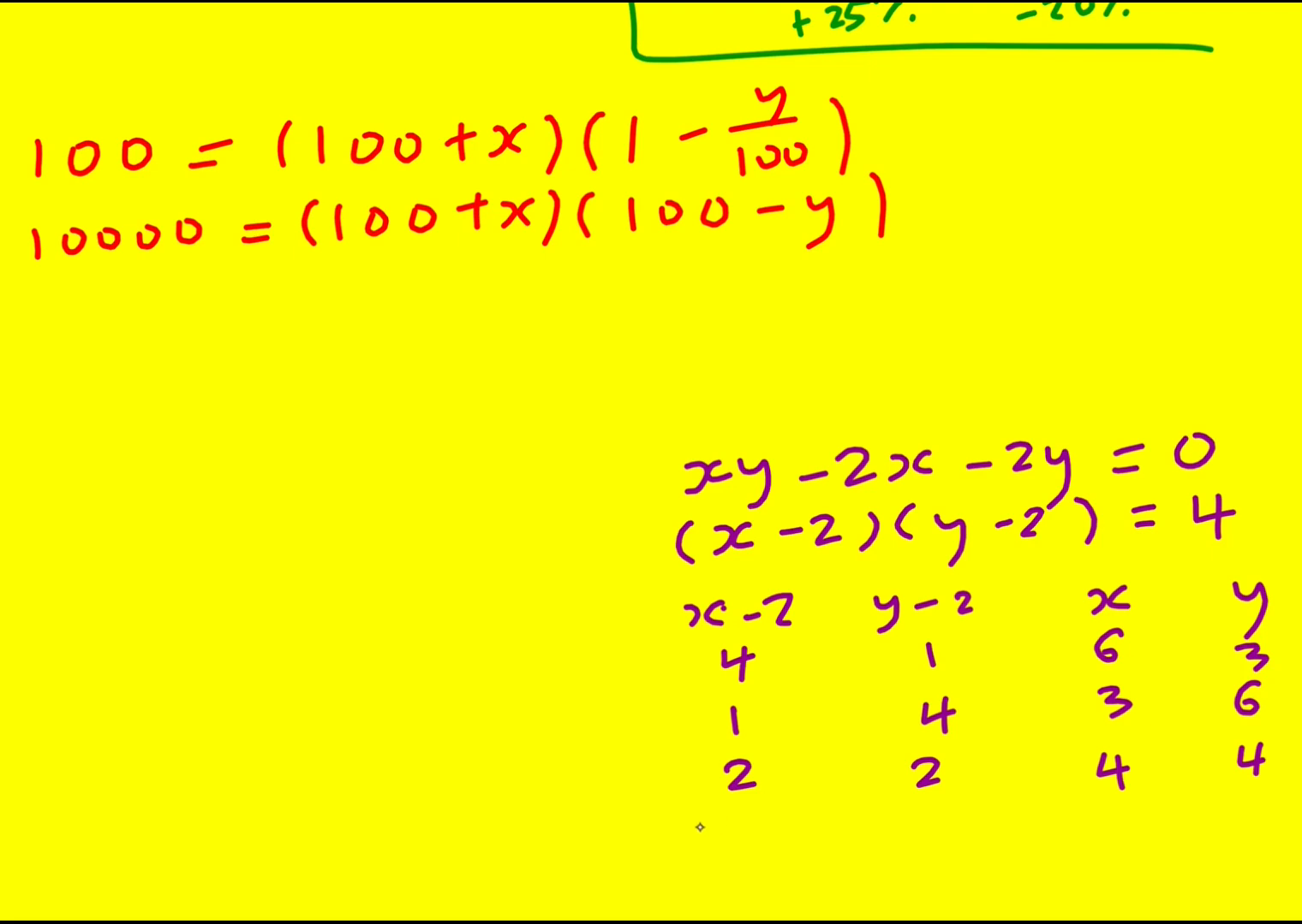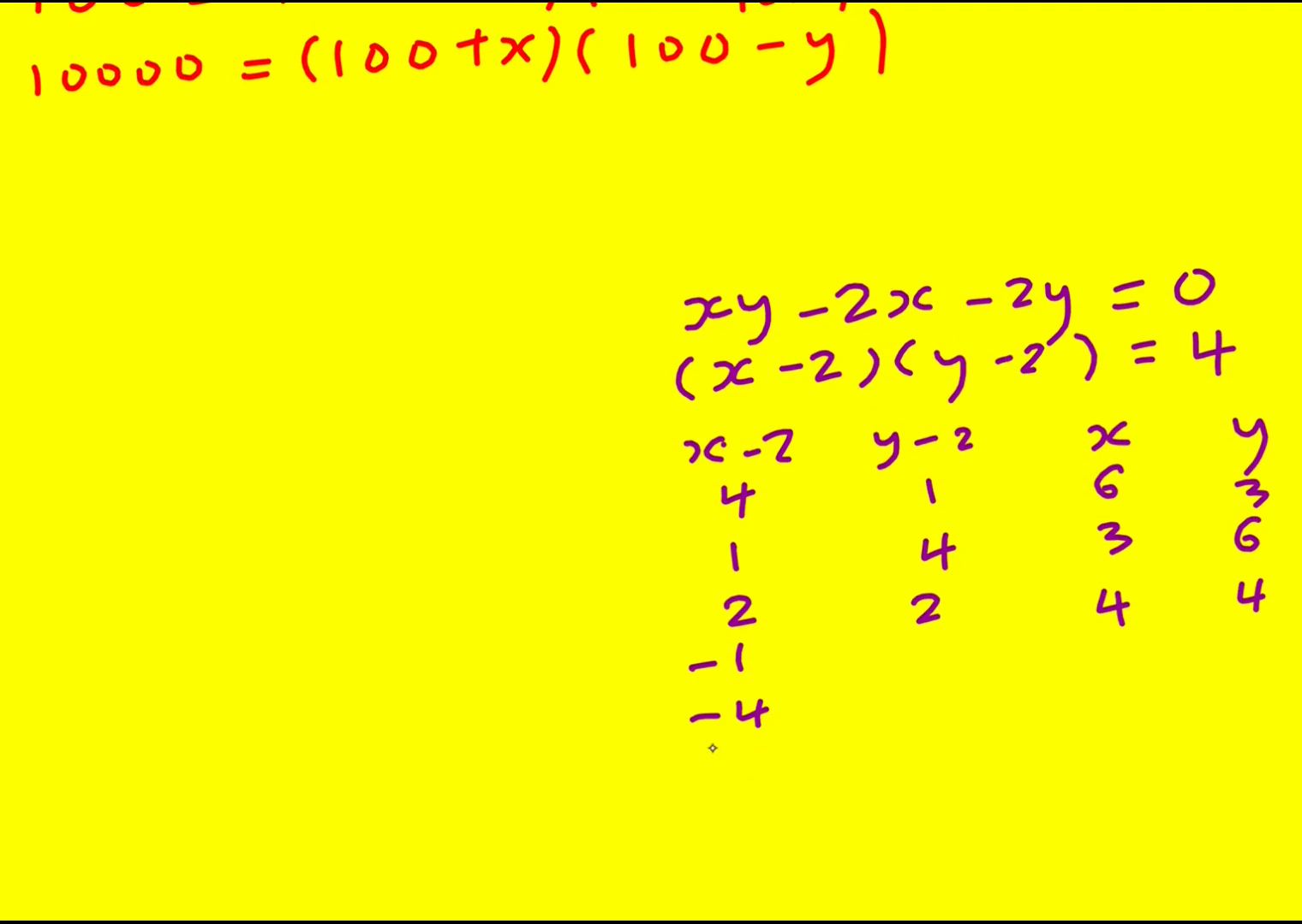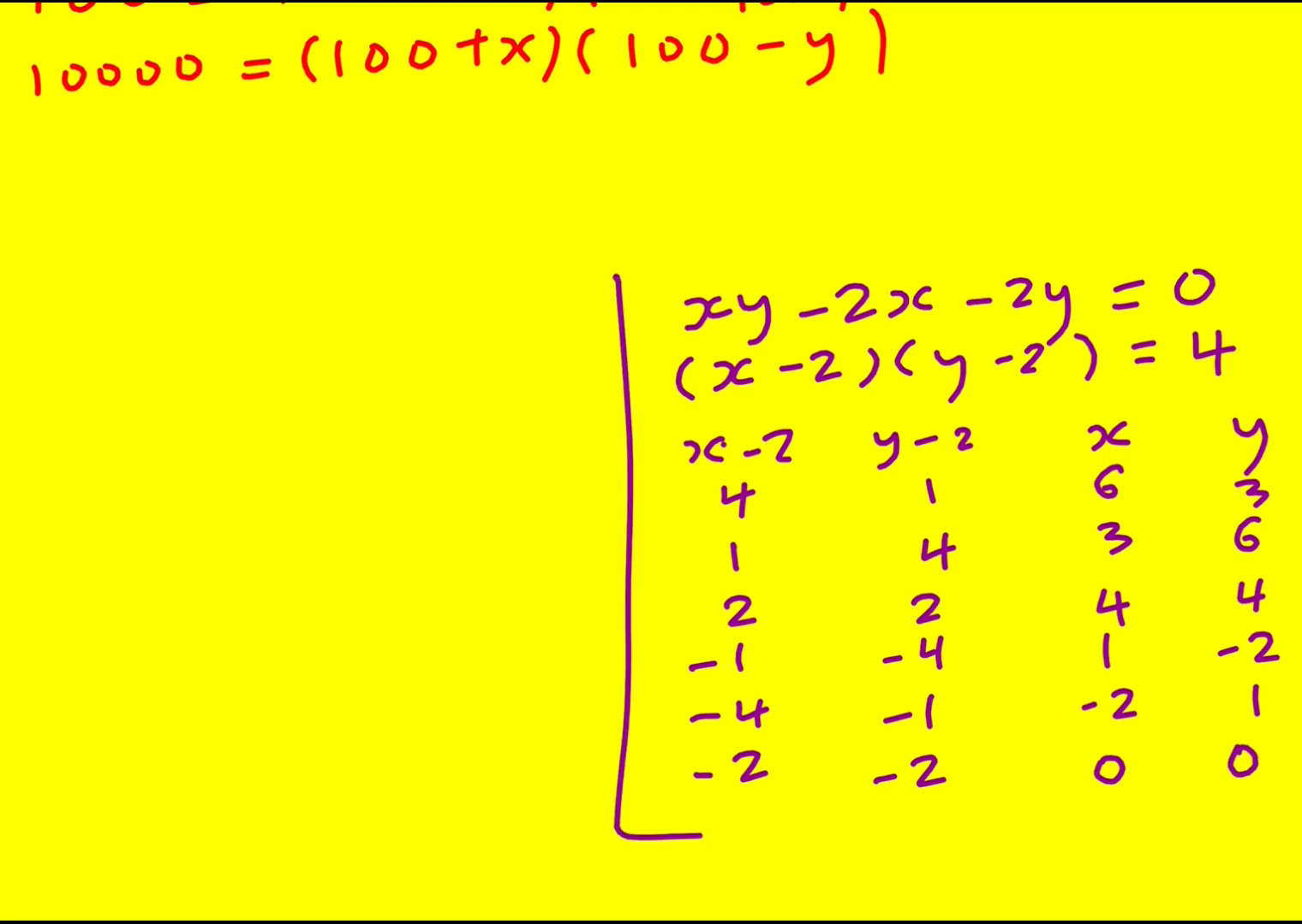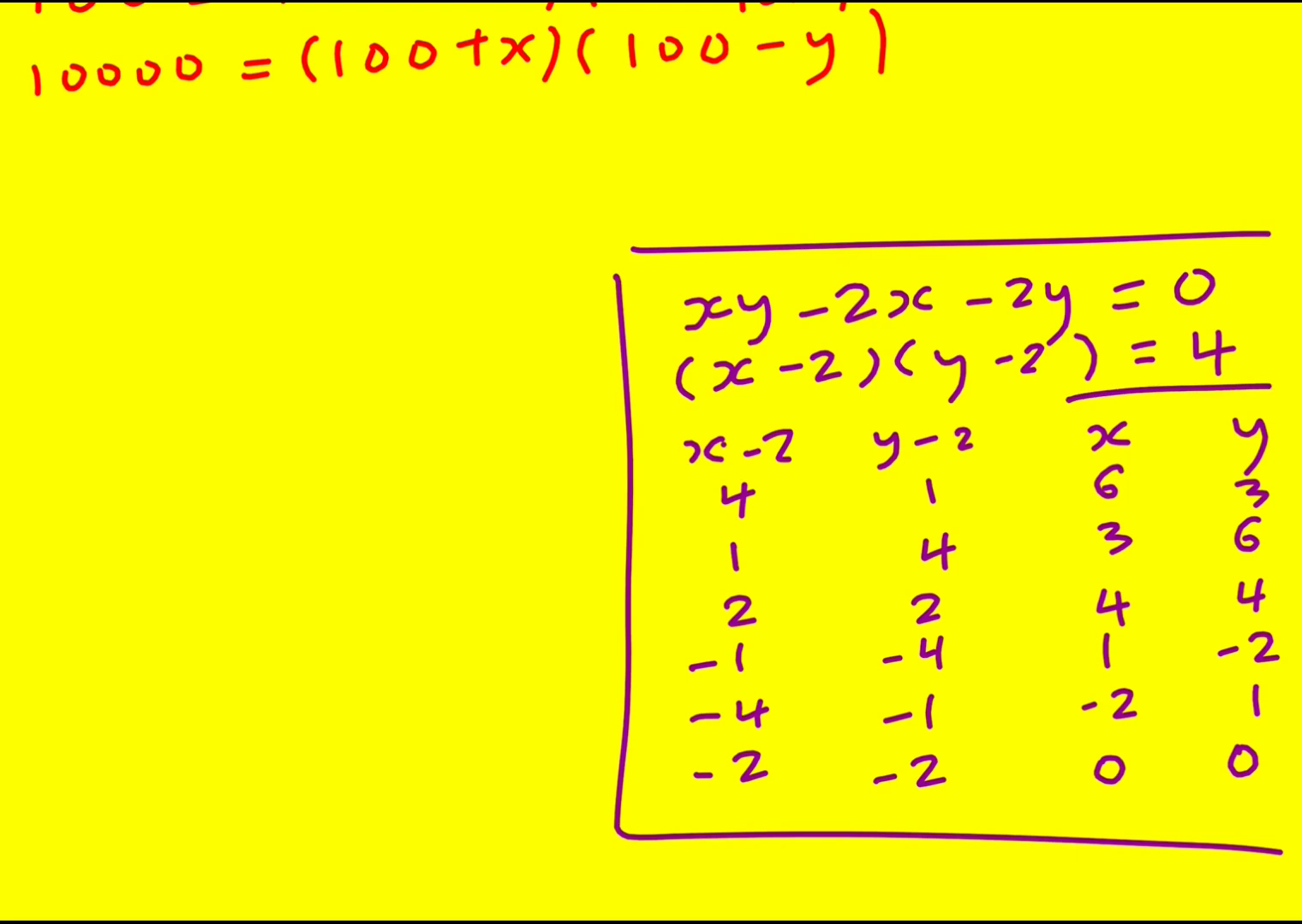Actually, in this case, I didn't specify that they have to be whole numbers, so I'm going to also go with -1, -4, and -2. These are all my different, it's not quite the factors, you have to include plus and minus as well. So then I'll get -4, -1, and -2. Then adding 2, 1, -2, -2, 1, and even 0 and 0. So that would be my sort of complete set of solutions to this diophantine equation.